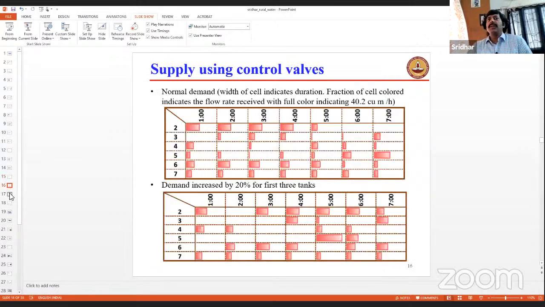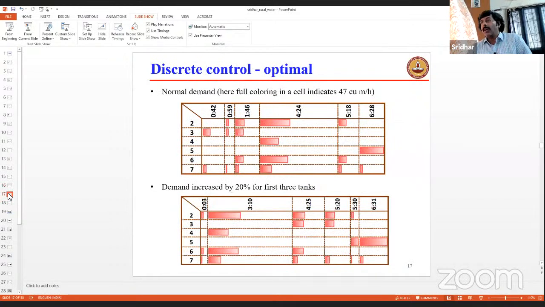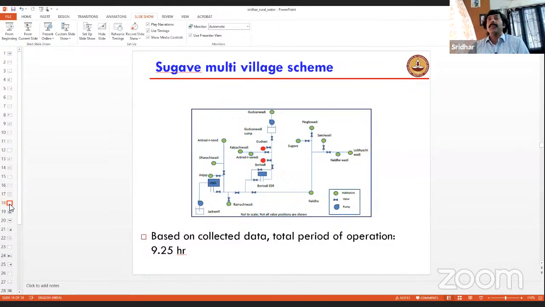This could be done, in the interest of time I'll just skip over these, using control valves. Or you could do it using on-off valves, which just means the existing valve: you open a valve and close the valve. And you could still end up with a reasonably efficient way of doing it and supply the water in roughly under 8 hours.